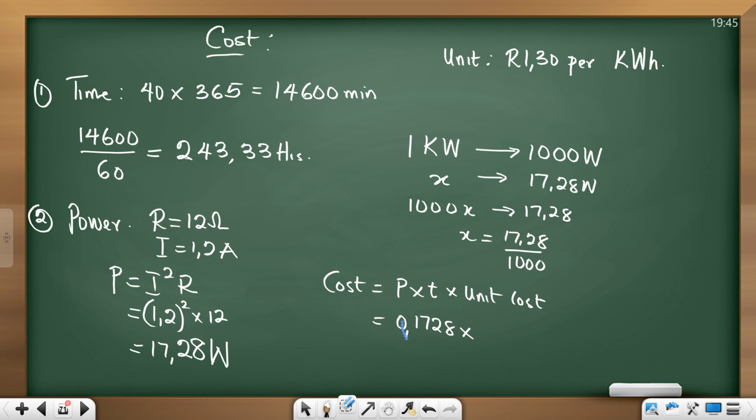Oh, there's a 0 before the 1, right? 0.01728. What is our time? 243.33. And what is the cost? 1 rand 30. What is your answer? Okay, calm down. 5.47. 5 rand 47 cents. Really? Okay. 5 what? 5.47. Okay.